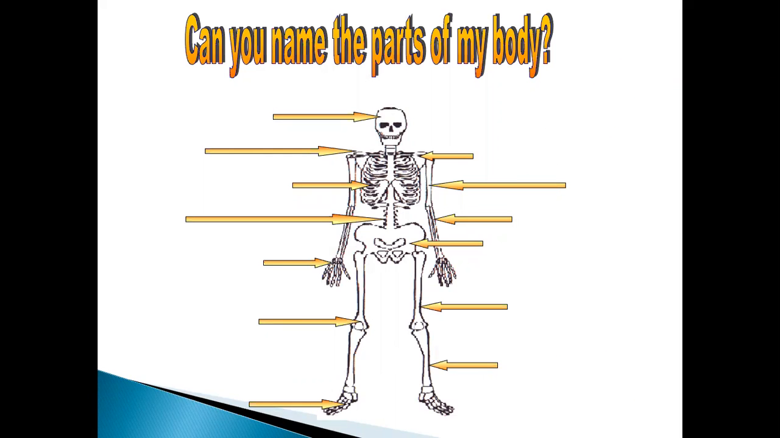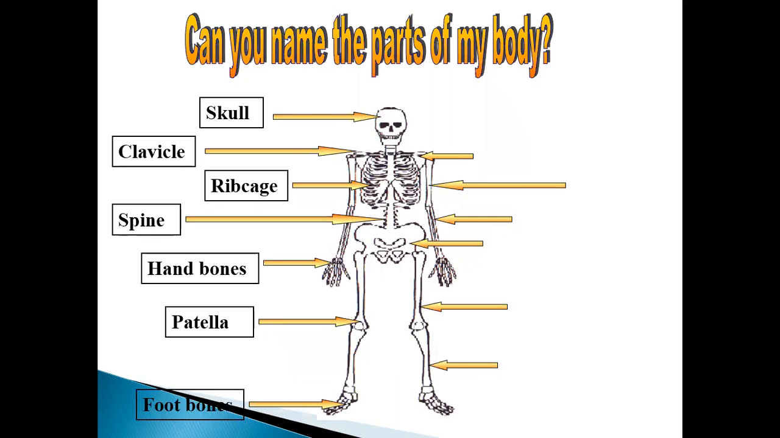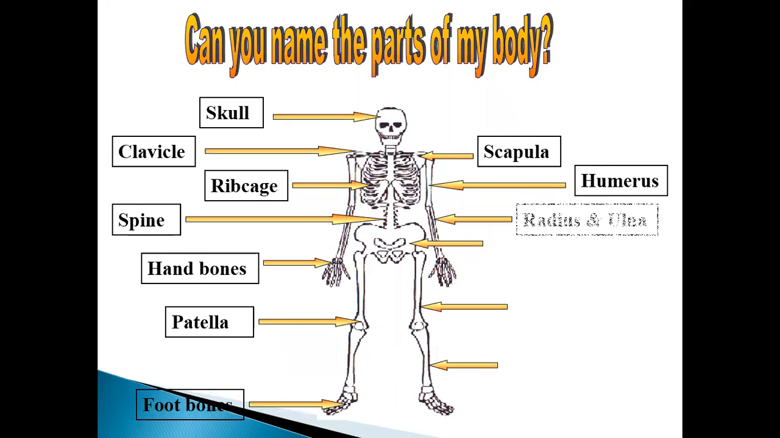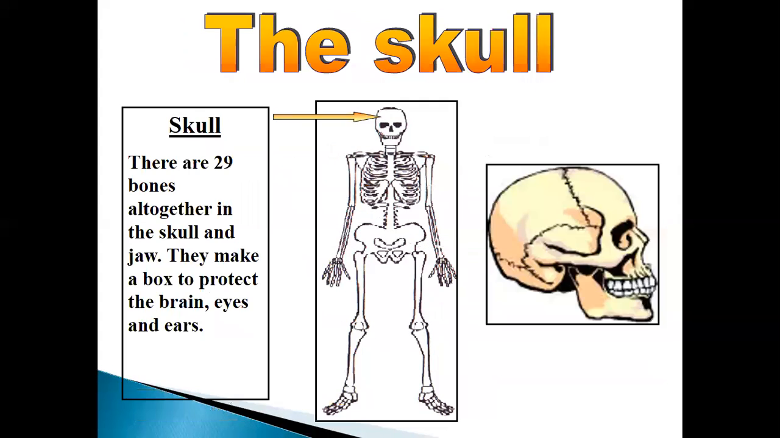Now let's name these parts of the skeleton. The first part is the skull, second is clavicle, third we have rib cage, then we have spine, then we have hand bones, patella, foot bone, scapula, humerus, radius and ulna, pelvis, femur, and we have tibia and fibula.